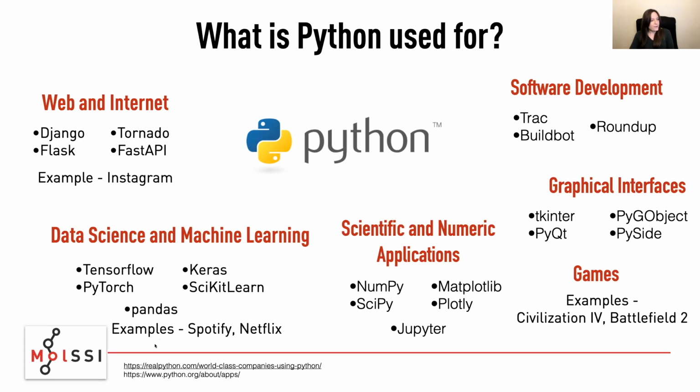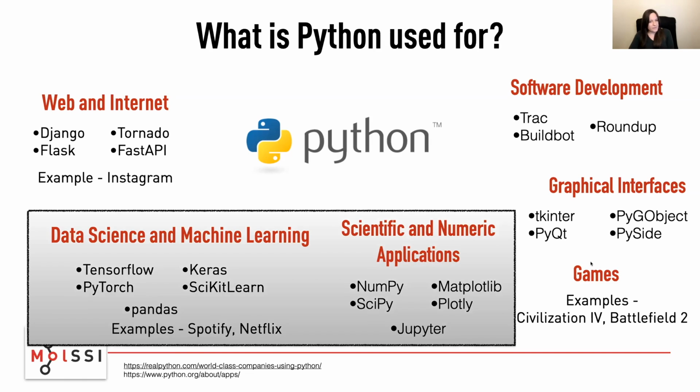So these are different libraries that are used for data science and machine learning. And examples of places that use data science for machine learning would be things like Spotify or Netflix. And then it's also used in a number of scientific and numeric applications. There are a number of other areas highlighted here as well. And during this workshop, we're going to be focusing on these bottom 2 areas. So we're going to be looking at using Python for applications relevant to data science and machine learning, and then also scientific and numeric applications. So that's where we're going with this.